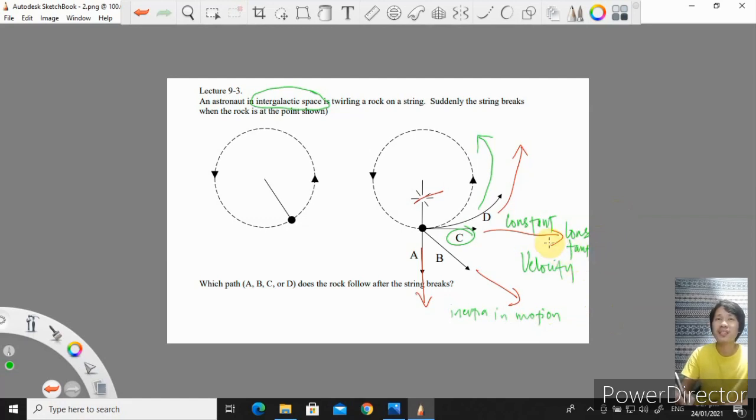Because the moment the string breaks, you no longer have a force there. Sir, what about the tensional force? There is no more tensional force. Sir, what about the centripetal force? That is gone too. Because the string breaks, the object moves along the tangent. So there are no more forces acting on it. Okay? So the rock will move by virtue of its inertia.